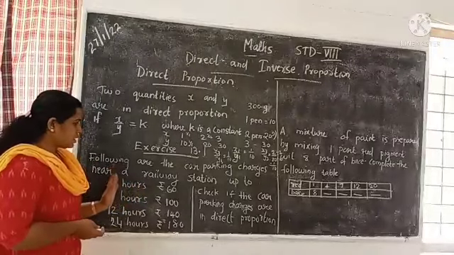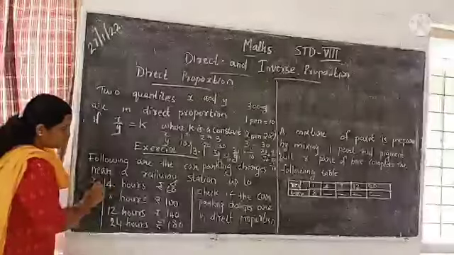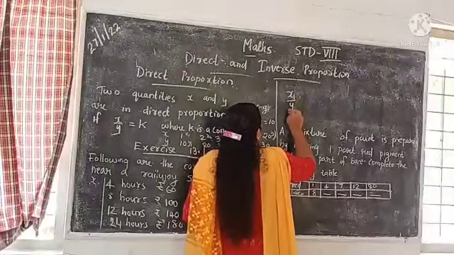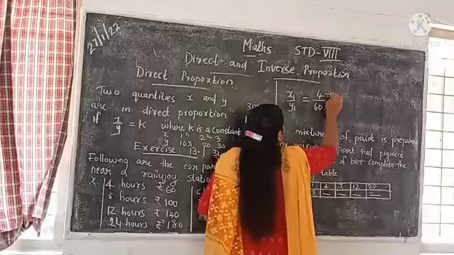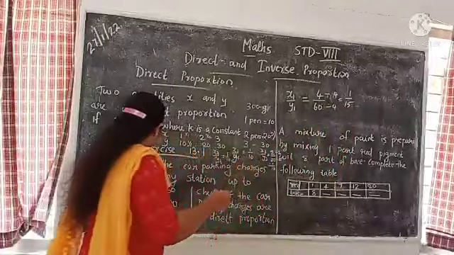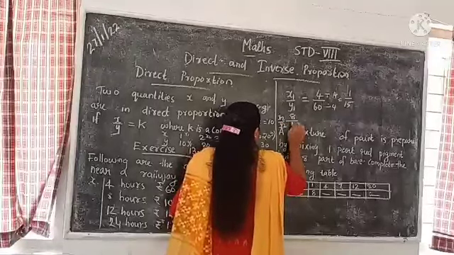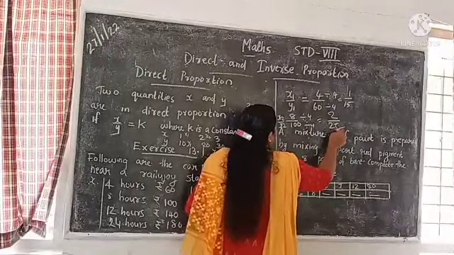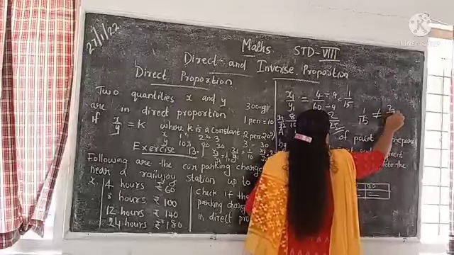Let us check if these car parking charges are in direct proportion. These are x values and the parking charges are y values. First, x1 by y1 is equal to 4 by 60. These two, 4 and 60, are divisible by 4. We get 1 by 15. Next, x2 by y2 is equal to 8 by 100, dividing by 4, that's equal to 2 by 25. We know that 1 by 15 is not equal to 2 by 25.